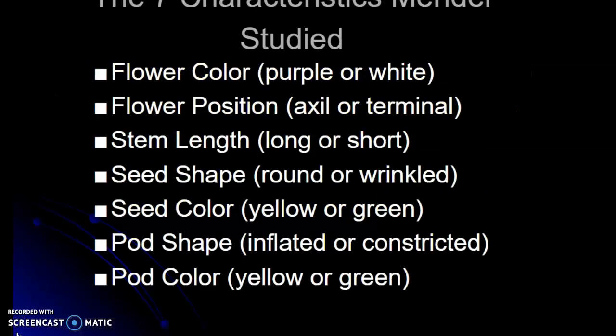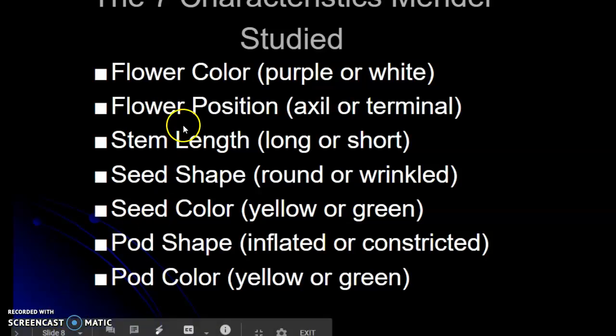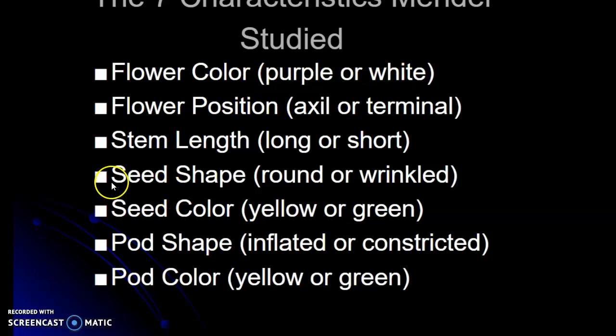The 7 characteristics he studied are as follows. I'm not going to go through a lot of them, just point out that with flower color, purple was dominant, white was recessive. Seed shape, round was dominant, wrinkled was recessive. Seed color, yellow peas are actually dominant to green peas. That's a good indication that just because something is dominant doesn't mean it's the most common. Many of the recessive traits are more commonly seen than the dominant traits.